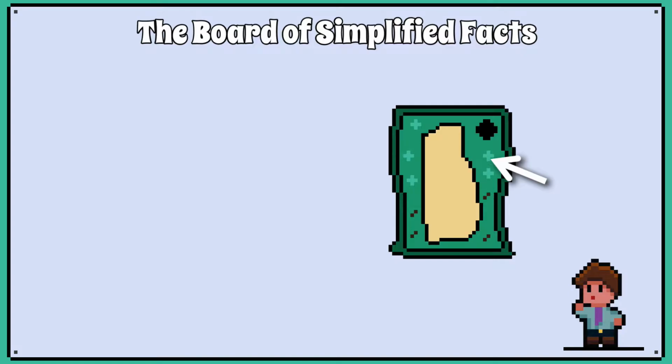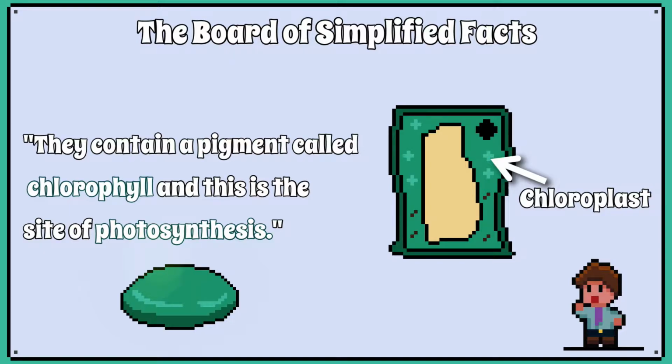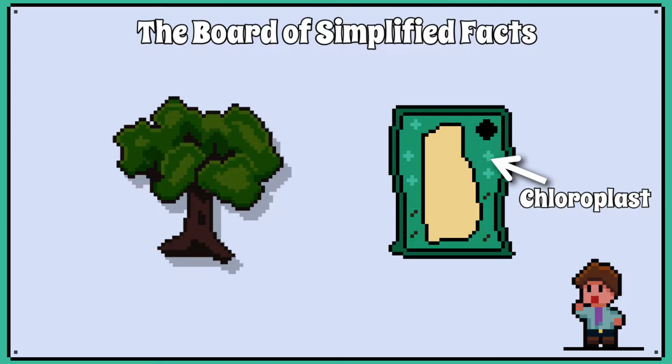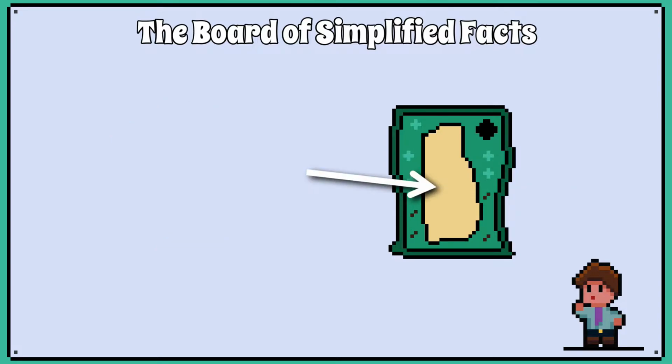Another feature of plant cells are these green parts called chloroplasts. They contain a pigment called chlorophyll, and this is where photosynthesis takes place in a plant. So the chloroplasts are the site of photosynthesis. Now remember, this is a generic plant cell. In a later lesson, you will realise that some specialised plant cells don't have chloroplasts, like the ones you'll find below the ground. The larger blob you can see in a plant cell is called the vacuole.